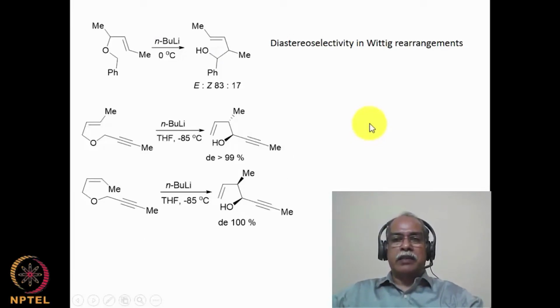Now, the Wittig rearrangements are highly diastereoselective in nature. You can see here, by taking the E olefin in this particular instance, an E and Z olefin mixture to the extent of 83:17 is formed for the homoallyl alcohol that is formed in this rearrangement. Here again the benzylic anion is generated that undergoes the 2,3 rearrangement with the breaking of the carbon-oxygen bond, resulting in the formation of this homoallyl alcohol.